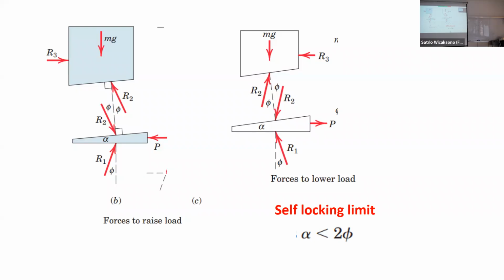Now, I want to talk about one more thing: self-locking. Self-locking means that after you push the wedge in and remove the force, the wedge will stay there. It means the wedge has a self-locking mechanism.